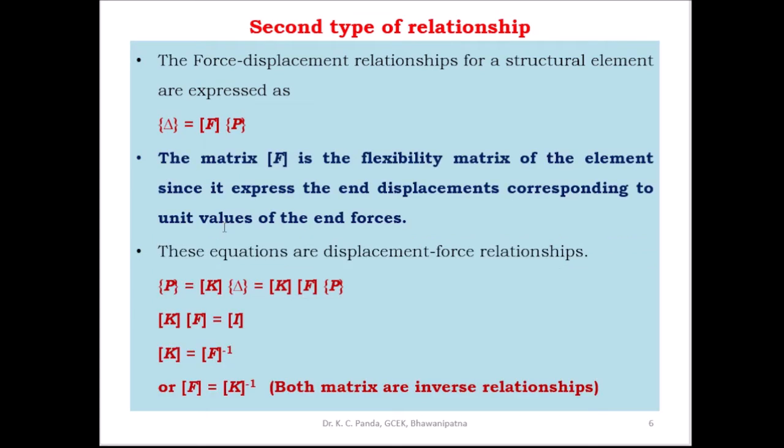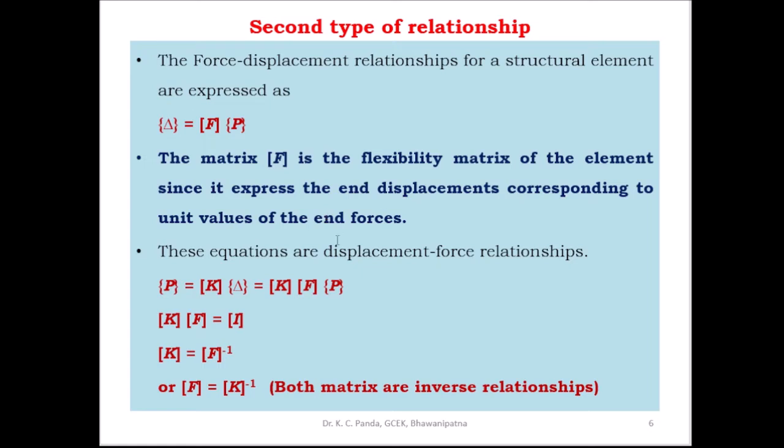Then coming to the second type of relationship. In the second type, the force displacement relationship for a structural element is expressed in the form δ = F P, where δ and P are the column matrices containing the end displacements and the end forces, and F is the flexibility matrix of the element, since it expresses the end displacements corresponding to the unit values of the end forces.